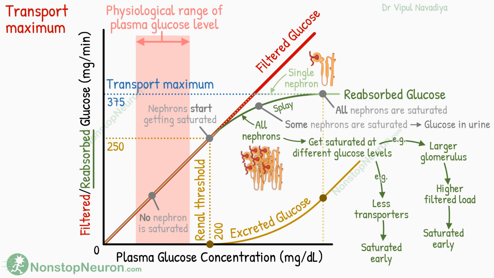So these were the concepts related to transport threshold, splay, and transport maximum. The same concepts are also applicable to several other solutes, like amino acids, phosphate, and paraaminohippuric acid. So this was all about glucose reabsorption.